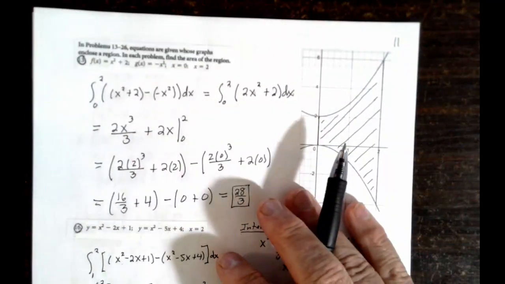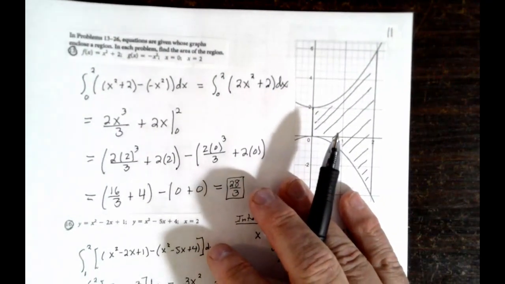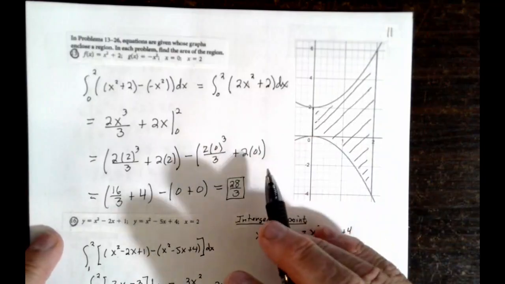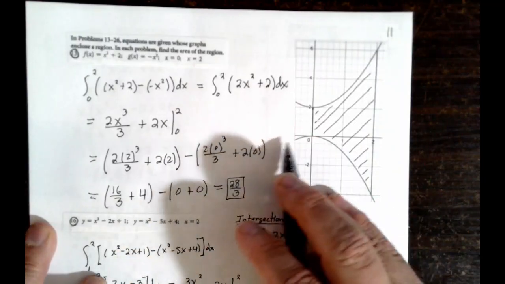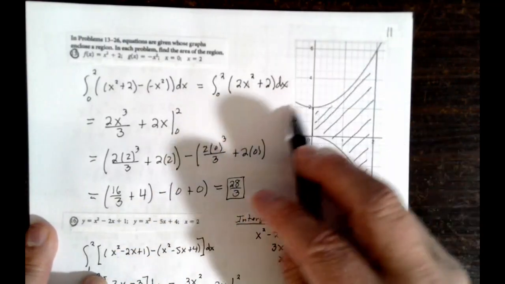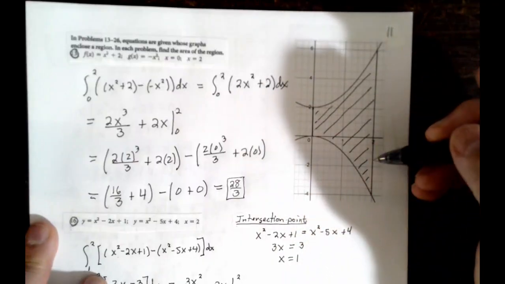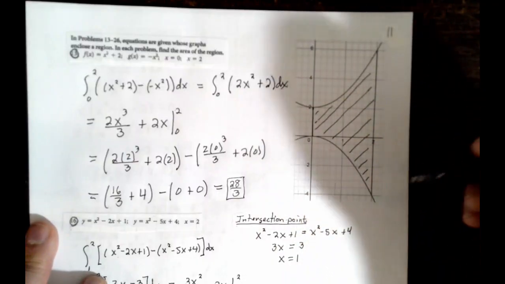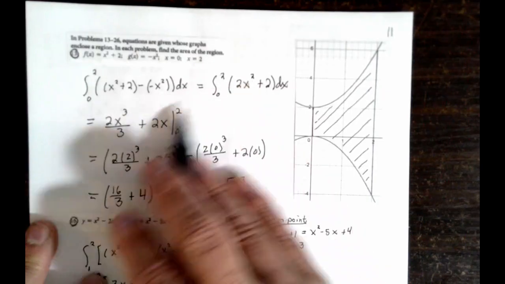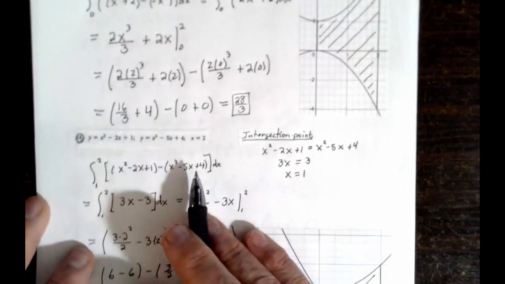13, it said find the area of the region, and if you graph it, it looks like this. You've got a negative x squared here, and then you've got the x squared plus 2 there, and they want the area between 0 and 2, and it's just the shaded area here. So it's just a matter of integrating and plugging in the values.